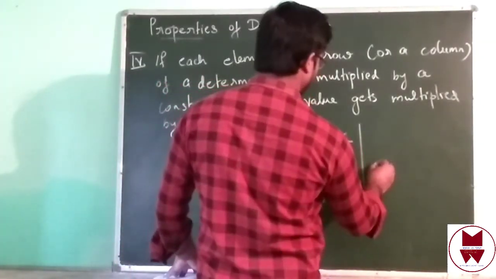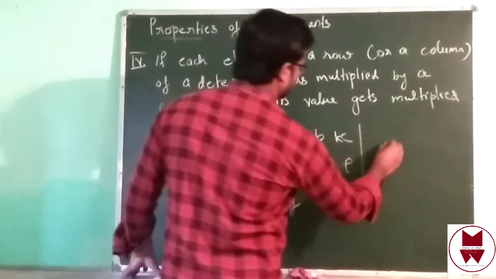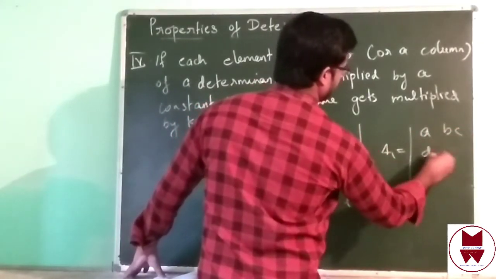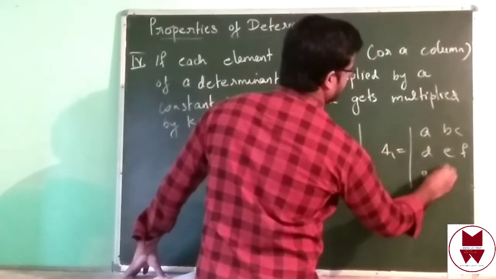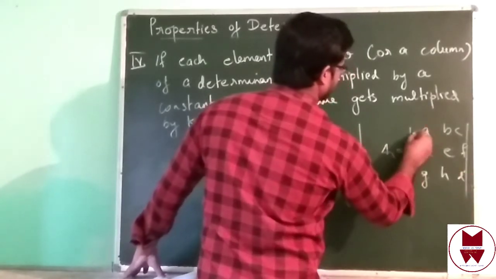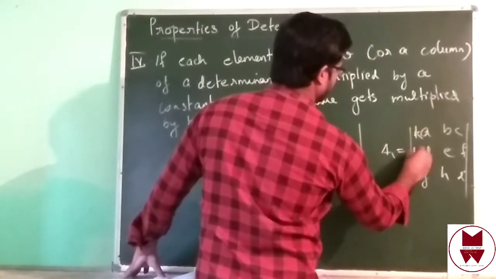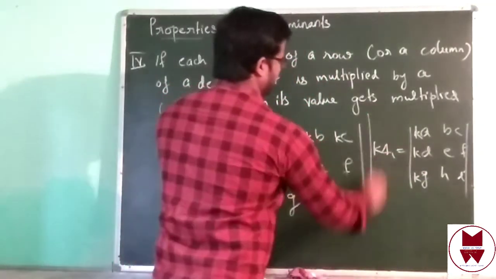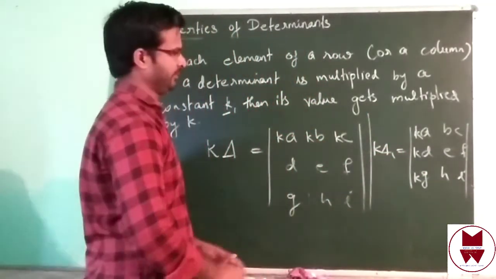Then the column is also the same. Delta 1 equals A, B, C, D, E, F, G, H, I. I multiply the first column by k. That time also you have to multiply the determinant value by k.